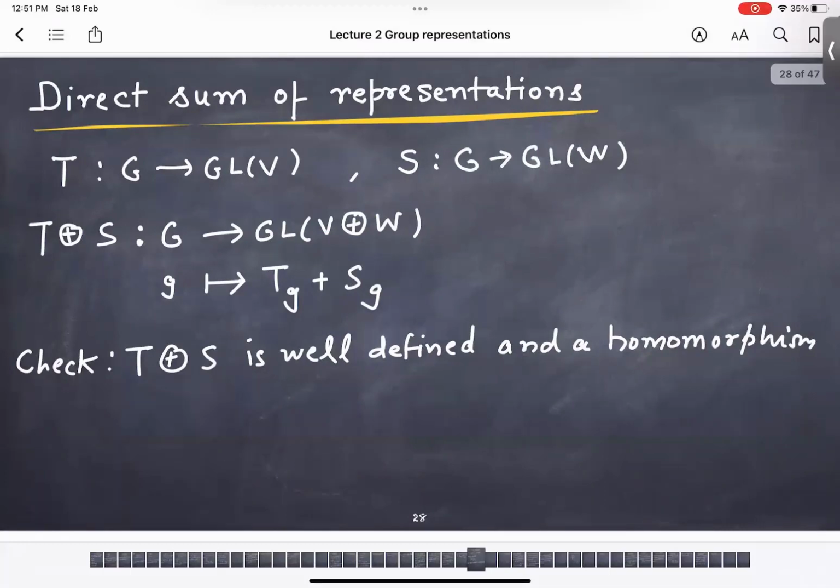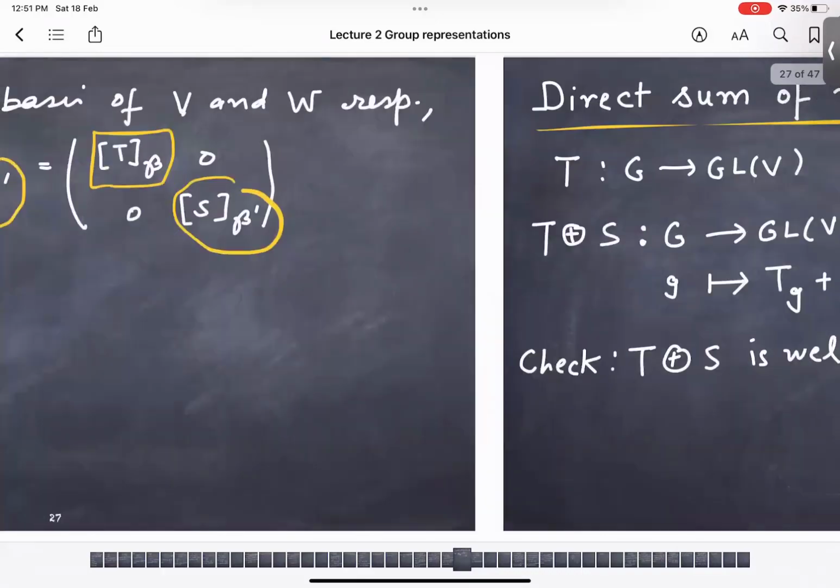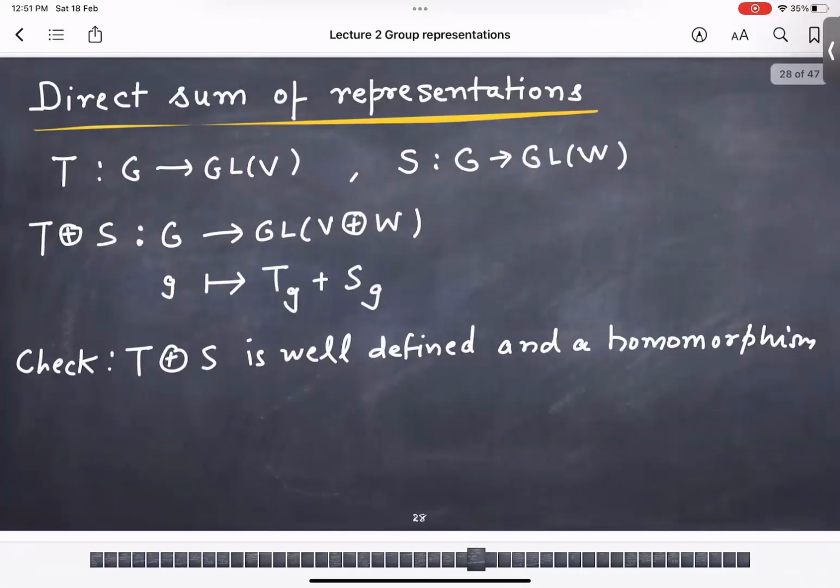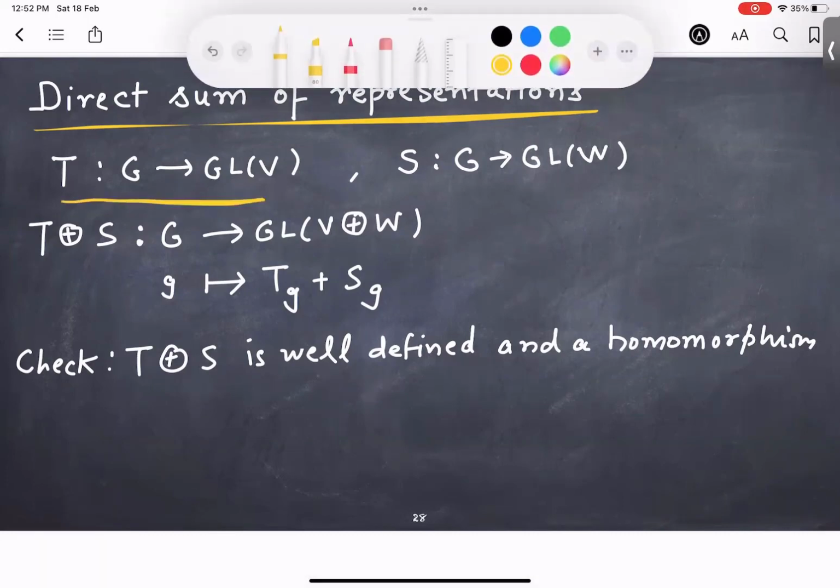So this is how direct sum of representations is defined. G going to TG sum SG. TG is a 1-1 linear transformation from V to V, and SG is from W to W. So TG sum SG is from V direct sum W to V direct sum W. This is a well-defined homomorphism, and it gives you a representation of G on the representation space V direct sum W. So I am first telling you the direct sum of representations, and then I will come to sub-representations. This is the direct sum of two representations, T and S: a representation of bigger degree with representation space V direct sum W and with this definition.